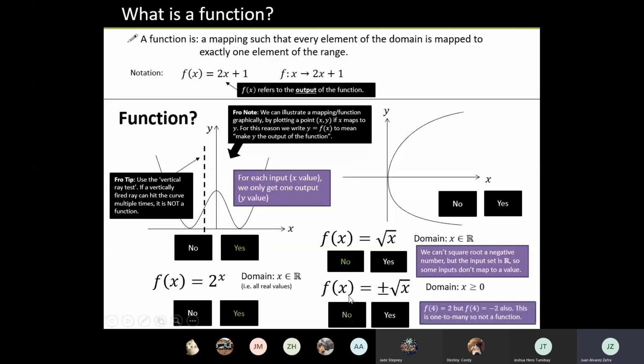Had we said f of x equals plus root of x, or f of x equals minus root of x, restricting the domain, that would have been a function. But can you see here, for this input value, I have that output value and this output value. So if you take a vertical ray, it crosses the curve twice. And so the plus or minus square root of x, which is what this curve represents, is not a function. We have to decide which one we want.